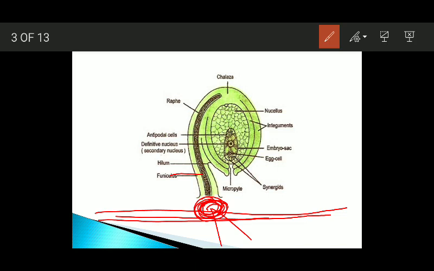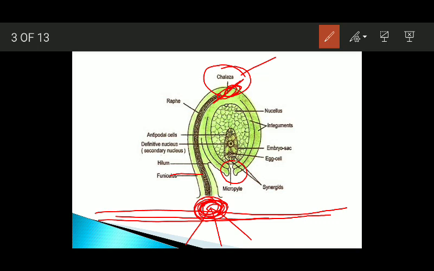where the funiculus gets attached to the ovule, this is known as chalaza. Okay, so here you have funiculus. This funiculus gets attached here to placenta, ovary wall, and it also gets attached to a specific region of ovule which is known as chalaza. So we have two poles in an ovule. One is known as chalazal end and another one is known as micropilar end.